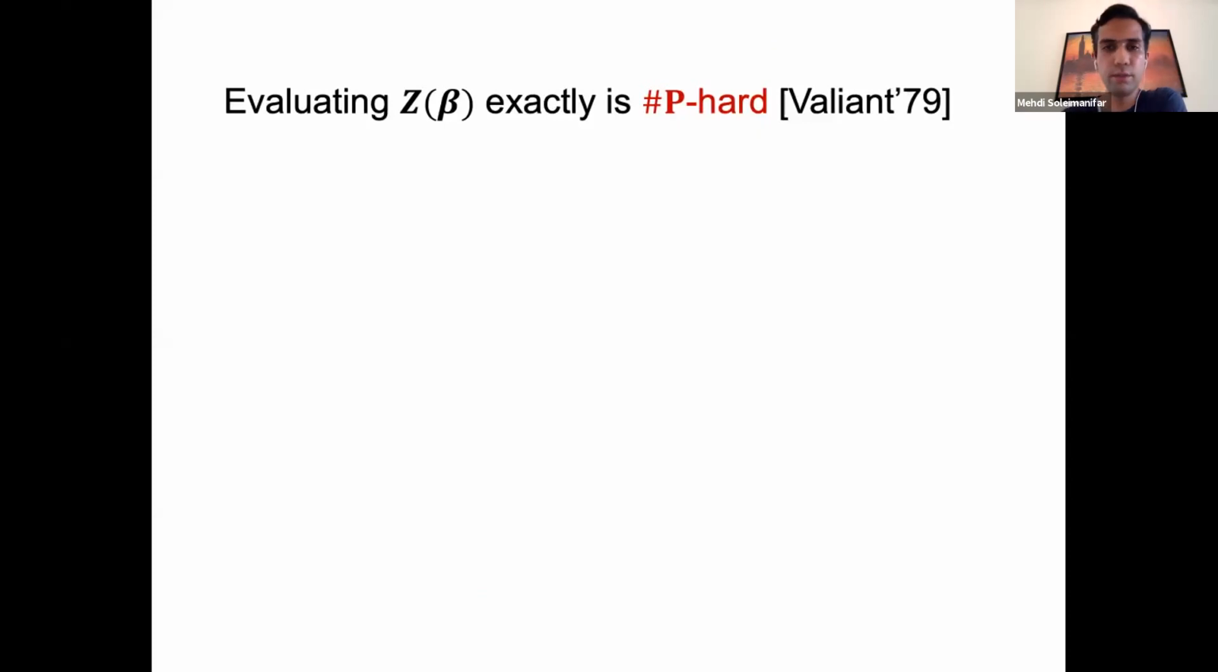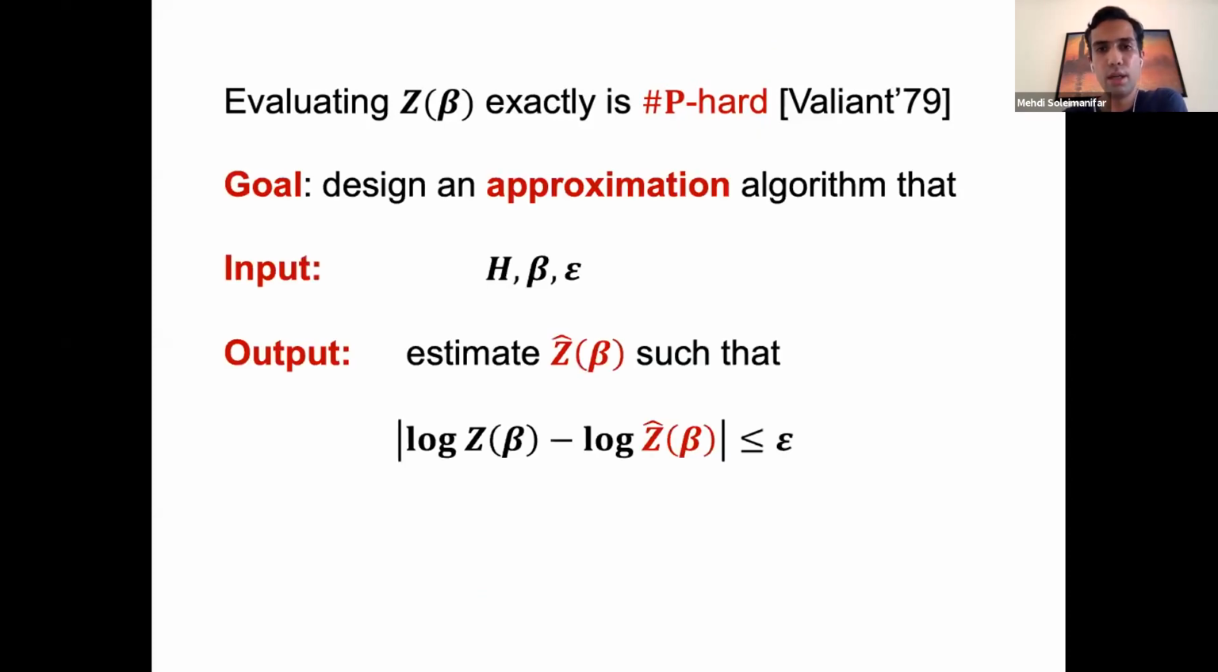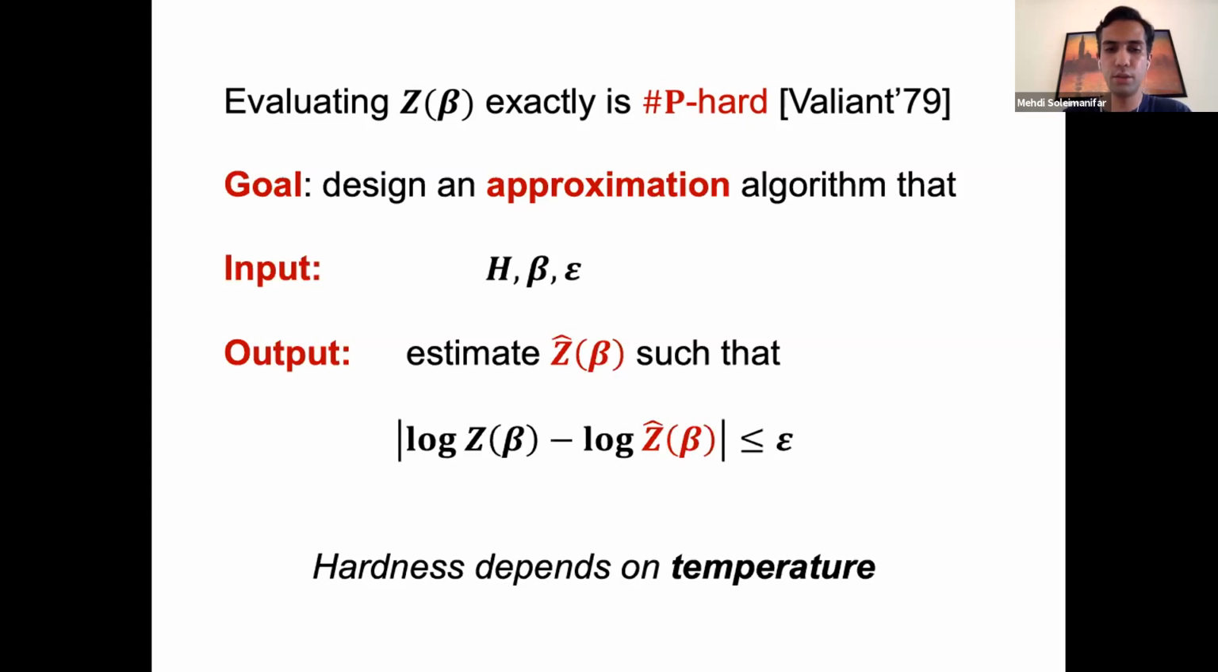But exactly evaluating the partition function is known to be sharp-P hard. What we really want is an approximation algorithm that, given the description of this Hamiltonian, the inverse temperature beta, and an error parameter epsilon, gives you an epsilon additive error approximation to the log of the partition function. So a natural question is how hard it is to approximate the log of the partition function. And this turns out to depend on the temperature, or beta, that you want to evaluate the partition function at.